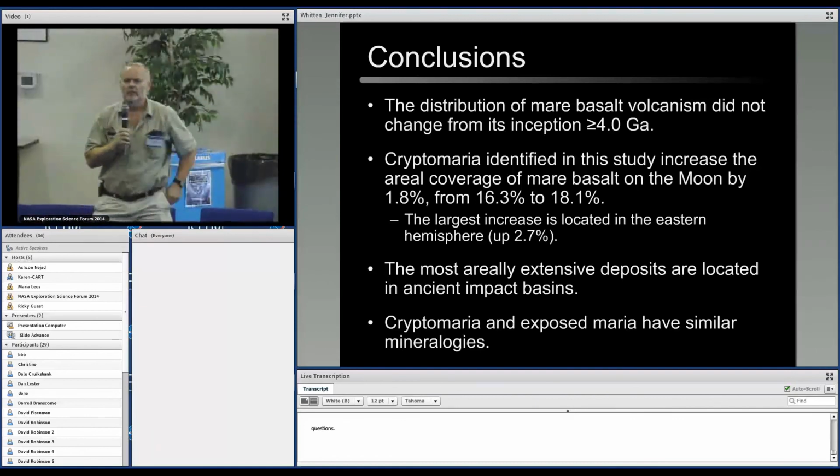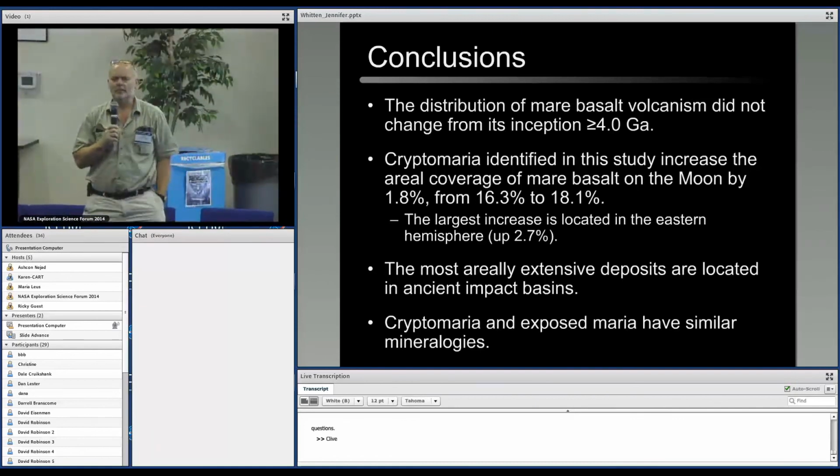Clive Neal, Notre Dame. Nice work, but I came in late and missed the beginning, so you may have covered this. You sort of did at the end. Where you found these large Cryptomaria in basins, could they be impact melts rather than actual Mare volcanism?